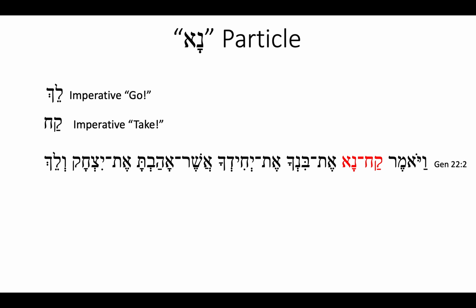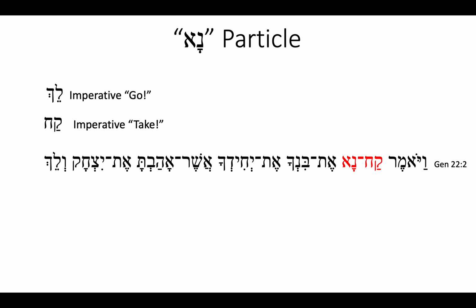So going again to a setting that involves a divine command. This is Genesis 22, the near sacrifice of Isaac. Vayomer, kach na, we'll talk just a second about na, et bincha, et yachidecha, asher ahavta, et yitzhak valech. So this first kach is followed by a particle na, and that's really the topic of this slide.